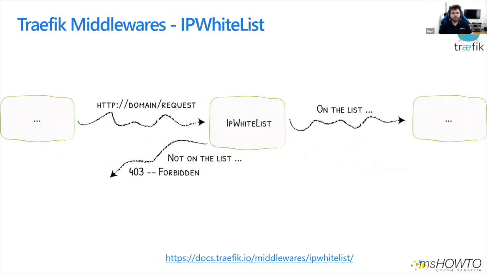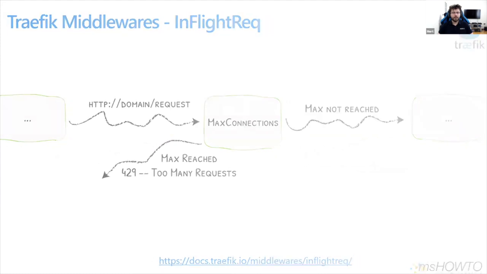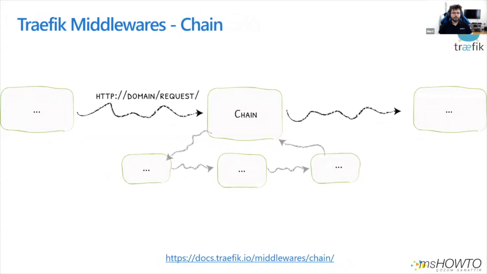Okay, let's talk about security. If you want to filter IP addresses to prevent unwanted access to your services, you can do it with Traefik middleware as well. You can also prevent too many connections and heavy load on your system with in-flight requests. And as you know, there are lots of middlewares to choose from. What if you want to use more than one? I have good news for you. You can chain them all with the chain middleware.